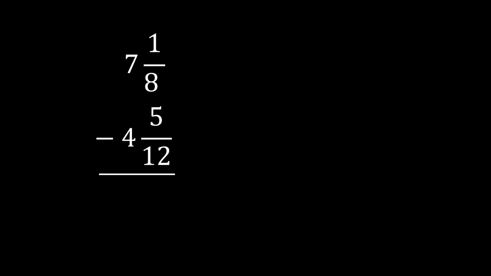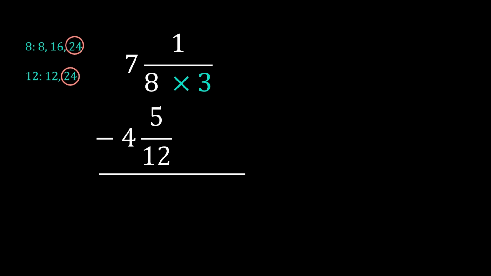In this example, I have 7 and 1/8 minus 4 and 5/12. And the first thing I need in order to be able to do the subtraction is common denominators. So I'm going to be listing my multiples for 8 and 12, and the first multiple on both lists is going to be my common denominator. So I have 8 times 1 is 8, 8 times 2 is 16, 8 times 3 is 24, and for 12, I have 12 times 1 is 12, and 12 times 2 is 24. So 24 is going to be my common denominator.